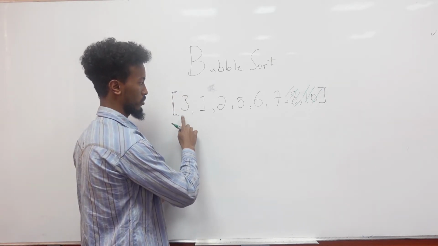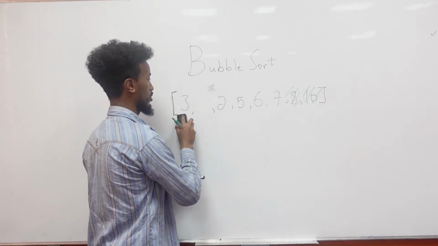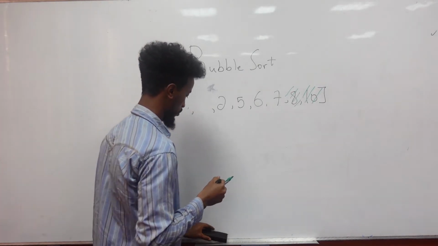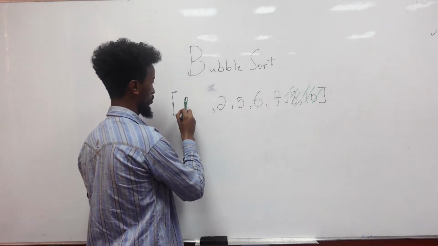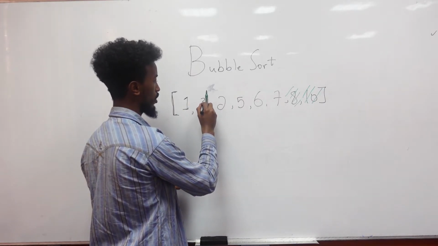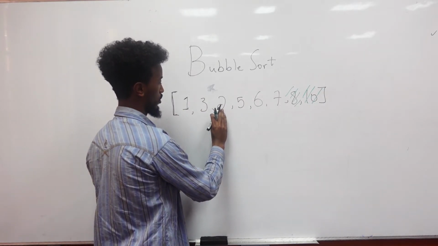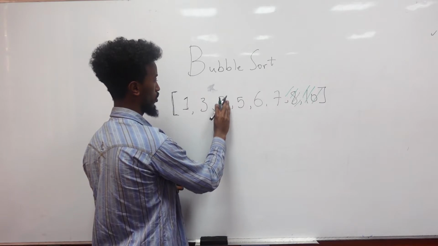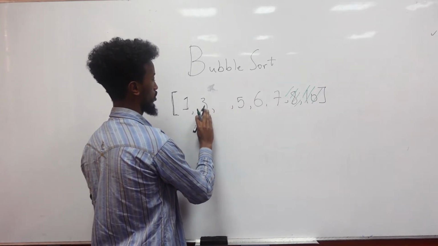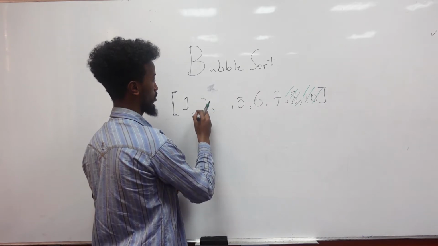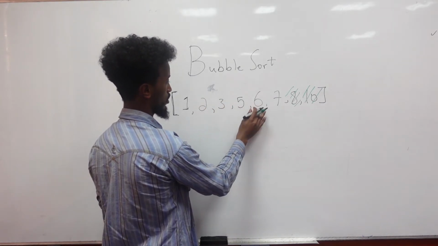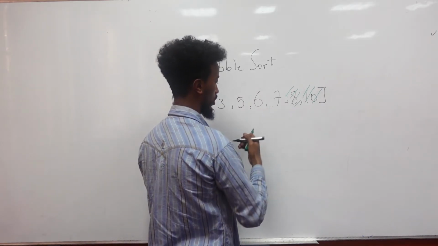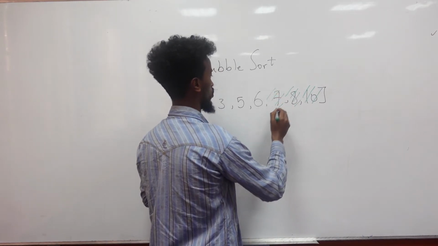Let's do one iteration. 3 and 1, they will swap. 1 and 3. And now 2 and 3 are going to be swapped. 3 and 5, they are okay. 5 and 6, they are okay, and this is okay. 7 is in the correct position, and this part is also sorted.